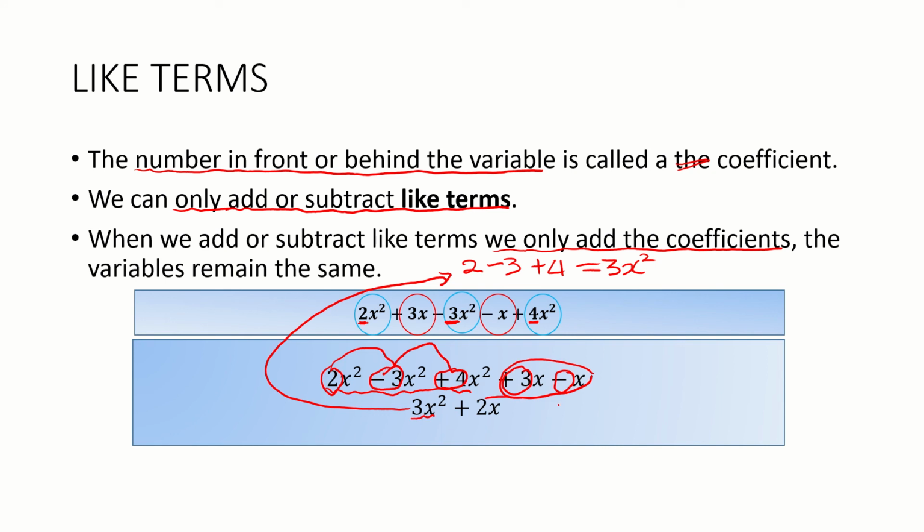How did I get this 2 here? I took the ones in red, remember? So I said 3 minus 1, and that is equal to 2. And you keep the variable and its exponent, which is just 1.